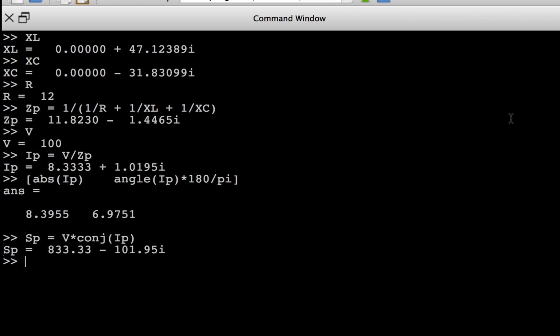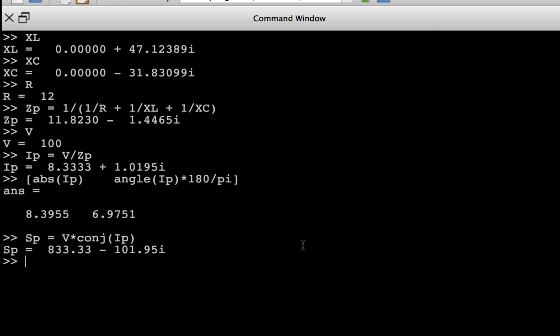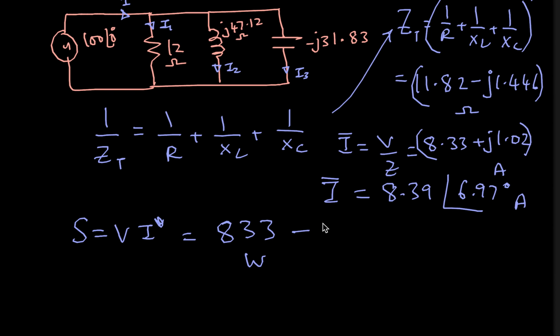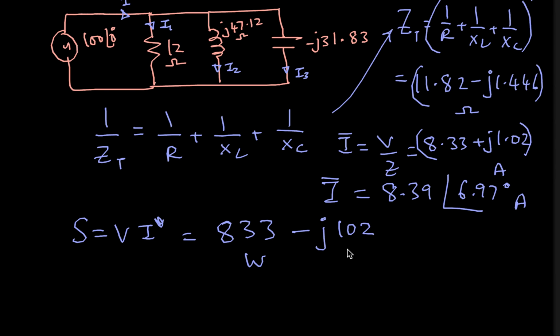So I'm getting 833 watts minus J 102 watts. So you notice this is the power consumed by the circuit. If the power consumed by the circuit is active power, 833 watts is being consumed already here, whereas total watts actually supplied by the circuit.